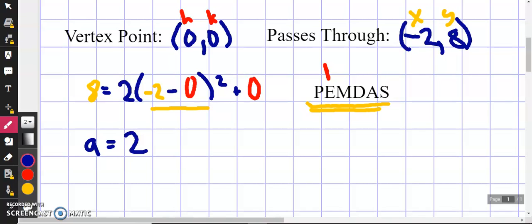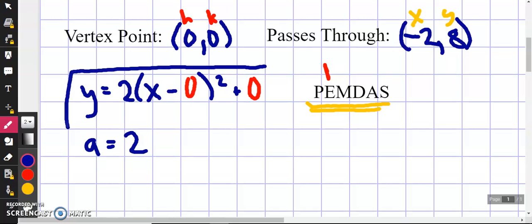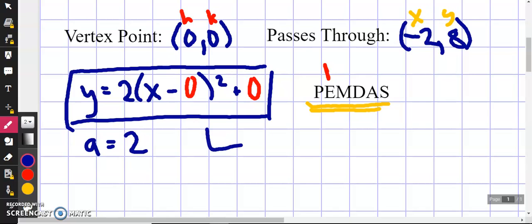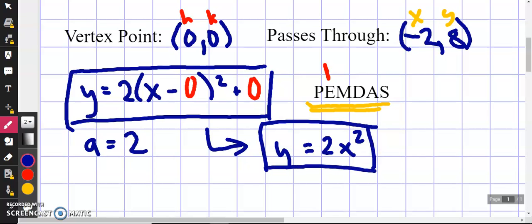And then I can put the x and y back the way they were because I need an equation that has an x and y in it. And then I now have my equation in vertex form. I could also look at that and realize that the zeros aren't really needed. So if I wanted to, I could simplify that to y equals 2x squared. So either of these would technically be correct.